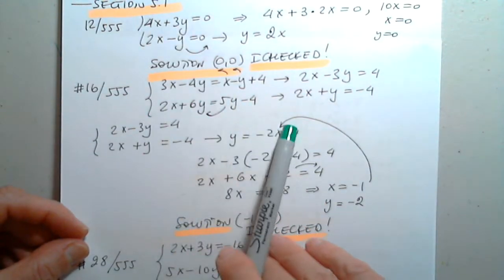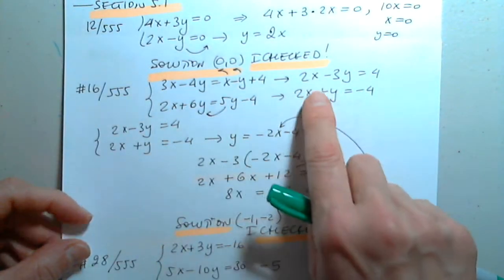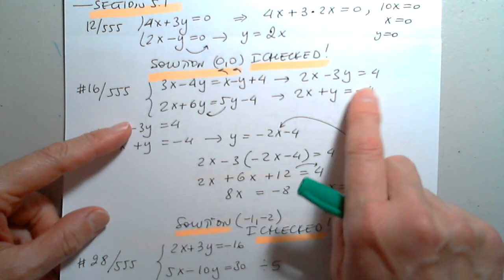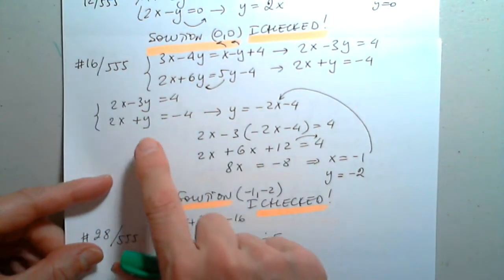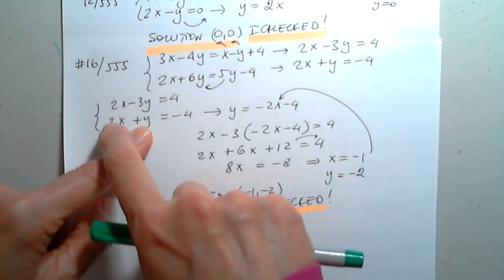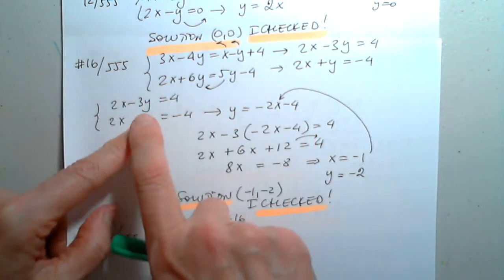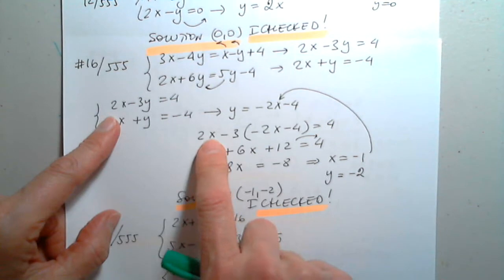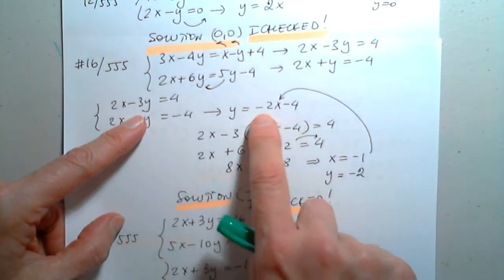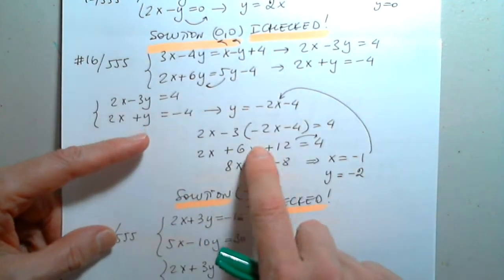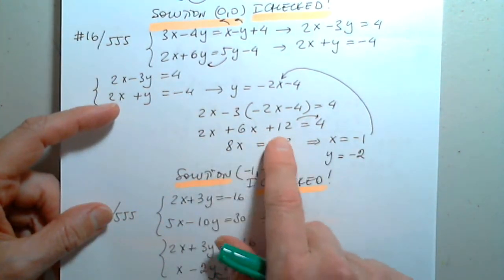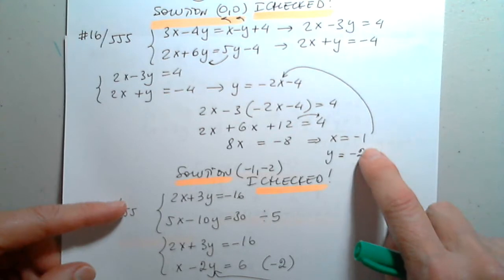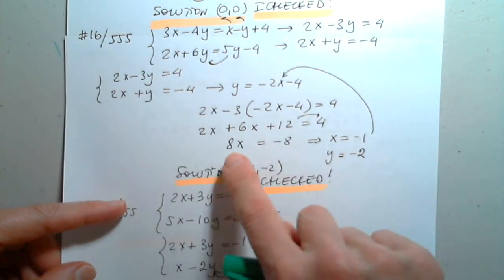So here I had to clean this up and move the terms around to get 2x minus 3y equals 4 and 2x plus y equals negative 4. We were asked to use substitution, so I solved for y, negative 2x minus 4, and I plugged it back in here: 2x minus 3y, and instead of y, I have this. I distributed: 6x plus 12 equals 4, 8x equals negative 8, x equals 1.